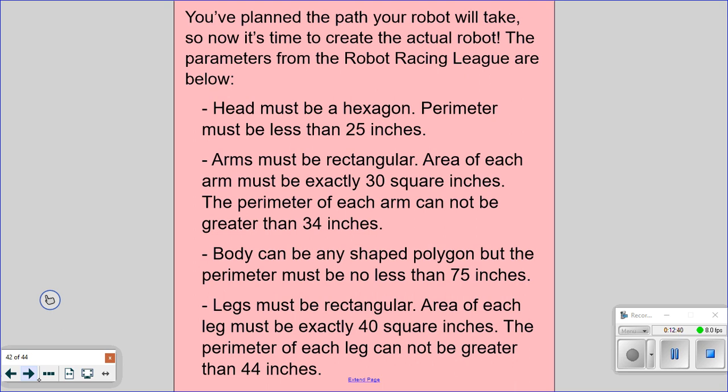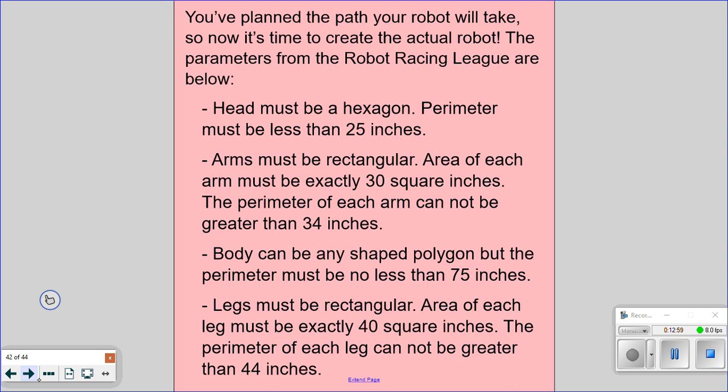Perimeter, the outside space, has less than 25. Does that mean it could be 10? Yes. Could it be 7? Sure. Could it be 26? No. Can it be 25? Sure, I'll give you that leeway.